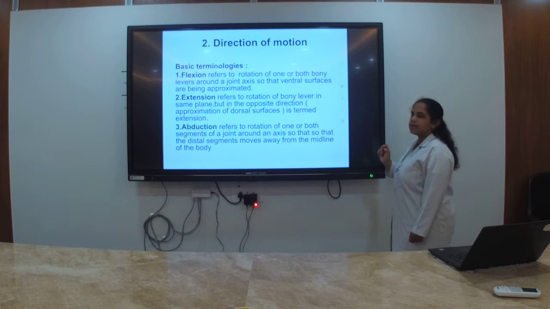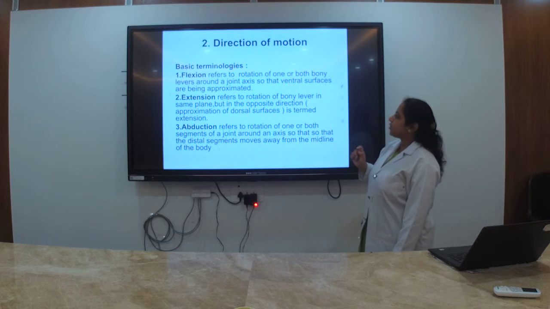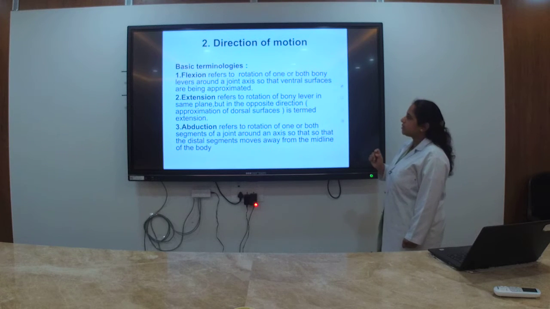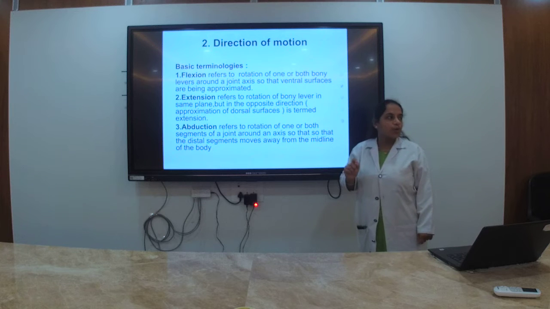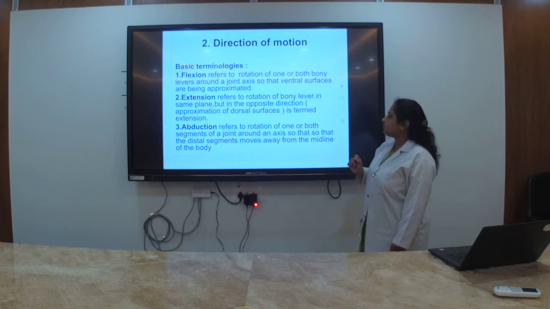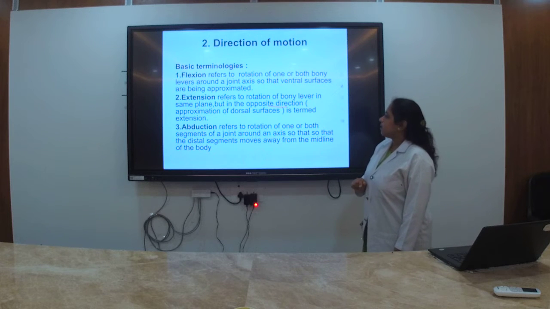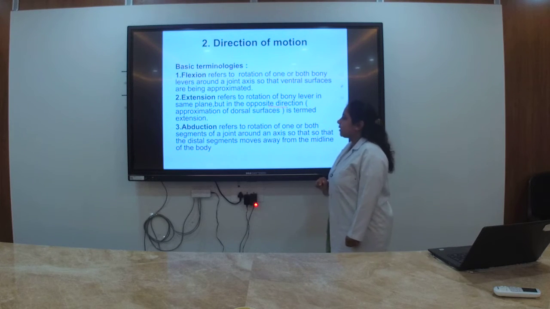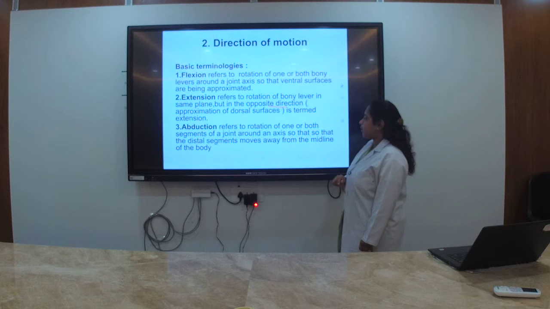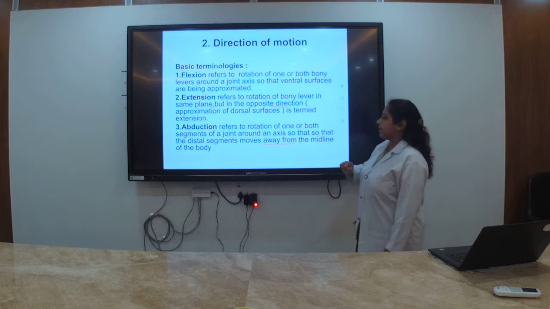So these are certain basic terminologies like flexion and extension. Now what is flexion? Flexion refers to rotation of one or both bony levers around the joint axis so that the ventral surfaces of the body are approximated. While extension refers to the rotation of the bony lever in the same plane but in the opposite direction. Abduction refers to rotation of one or both segments of a joint around an axis so that the distal segment moves away from the midline.